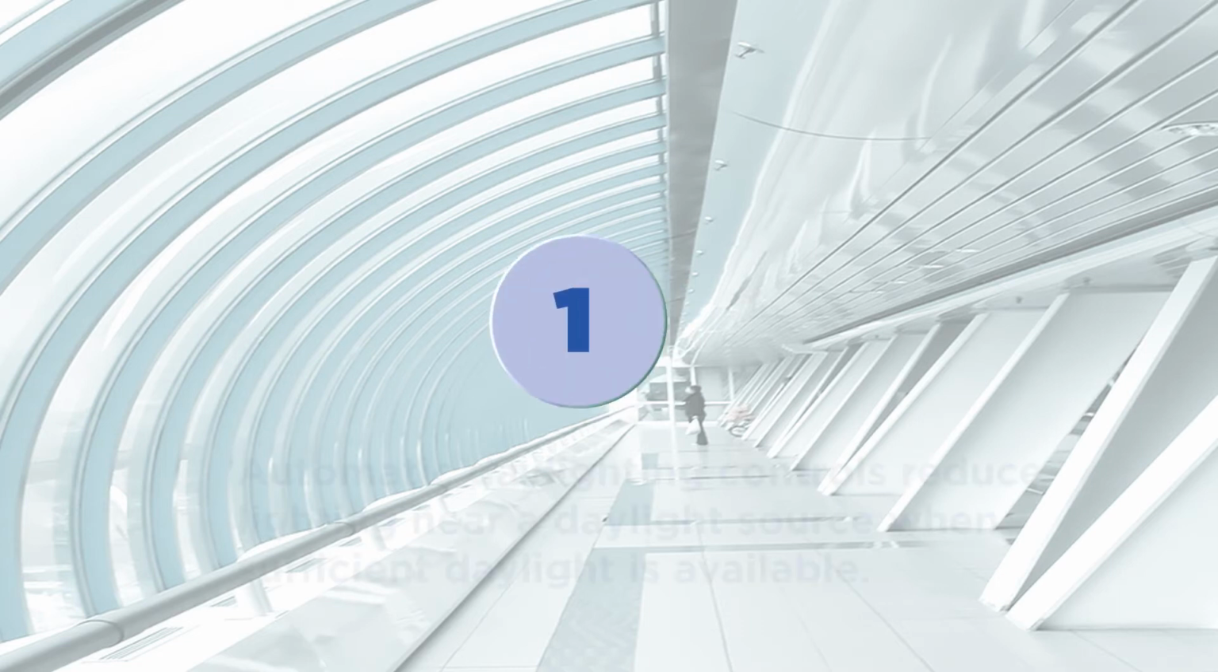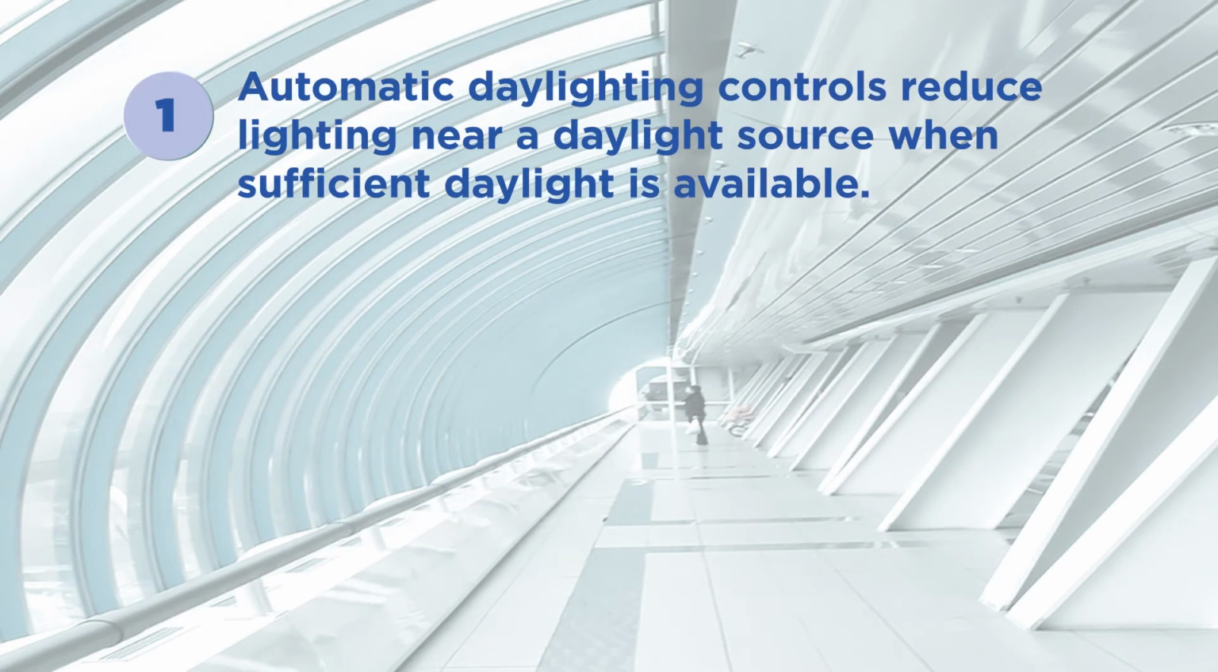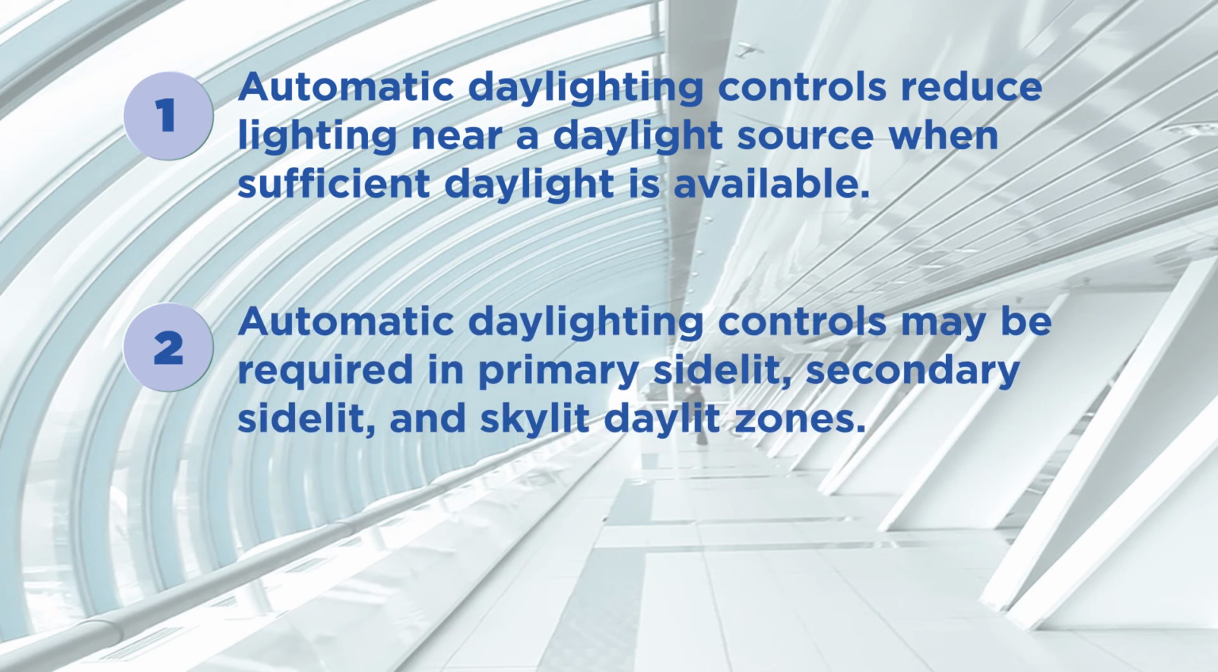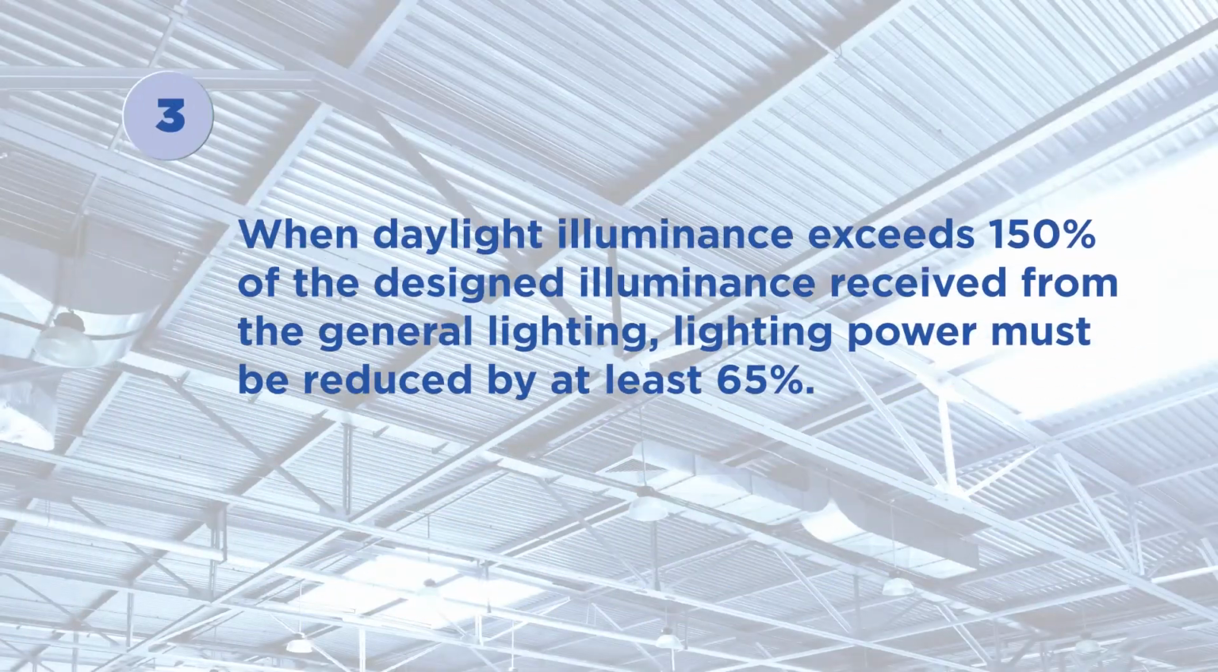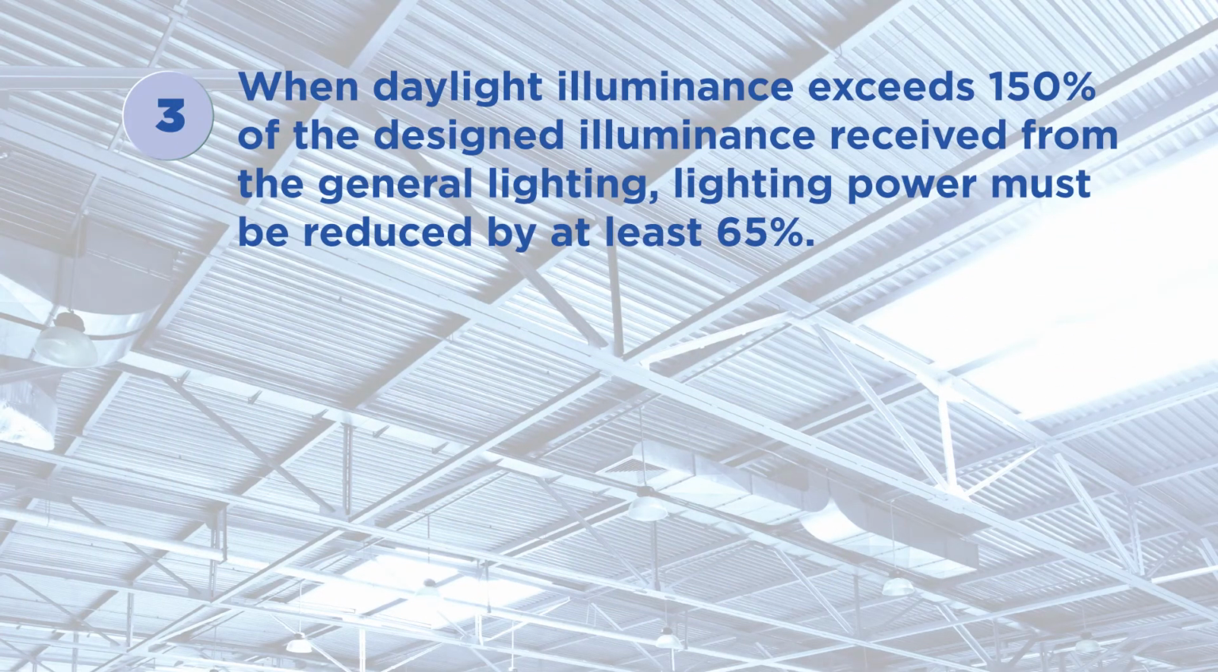We've learned that automatic daylighting controls reduce lighting near a daylight source when sufficient daylight is available. Under the standards, there are 3 types of building areas that could require automatic daylighting controls: primary sidelit daylit zones, secondary sidelit daylit zones, and skylit daylit zones. When these controls are required, they must reduce the controlled lighting power by at least 65% when the daylight illuminance exceeds 150% of designed illuminance received from the general lighting system.